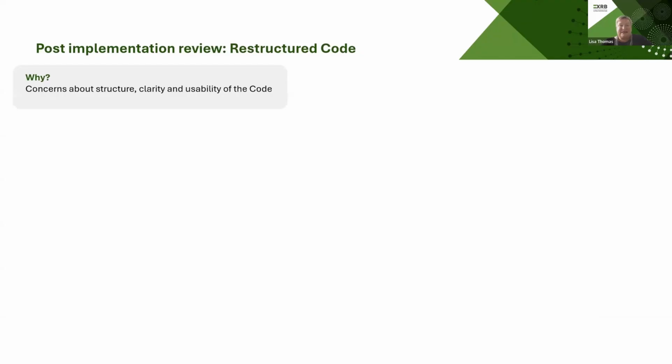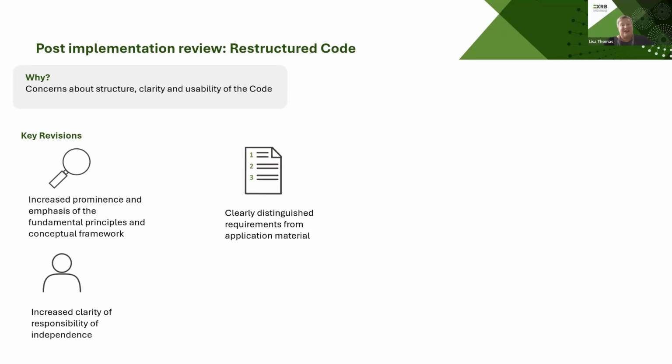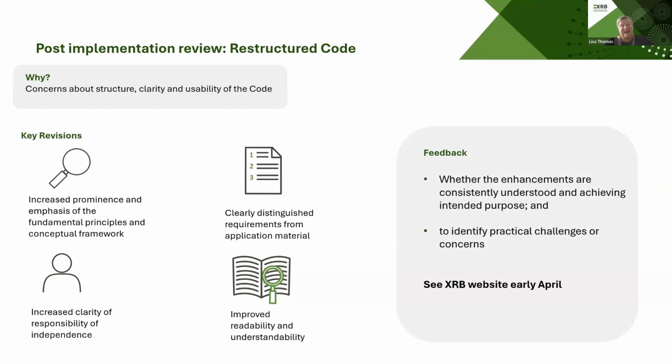The next one that we have underway is the restructured code, which was in response to stakeholder concerns around the structure, the clarity, and the usability of the code. The 2018 code included the following structural changes. There was increased prominence and emphasis to comply with the fundamental principles and to apply the conceptual framework. It clearly distinguished requirements from application material. It increased clarity of responsibility in relation to independence, and improved the readability and understandability of the code. We're seeking feedback on whether the enhancements are being consistently understood and whether they're achieving their intended purpose. We expect a survey to be on the XRB website for this PIR in early April.